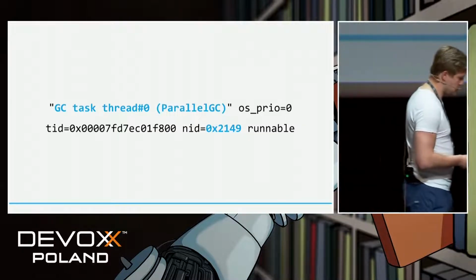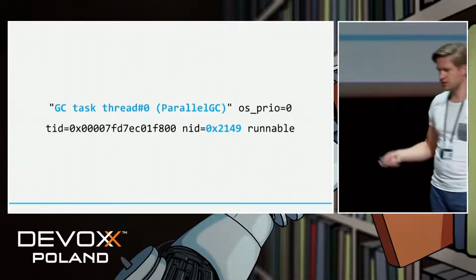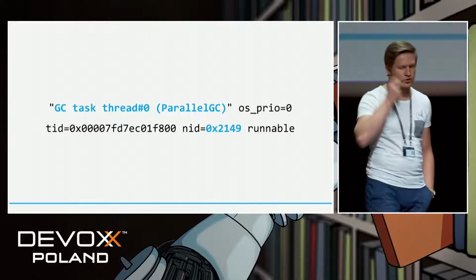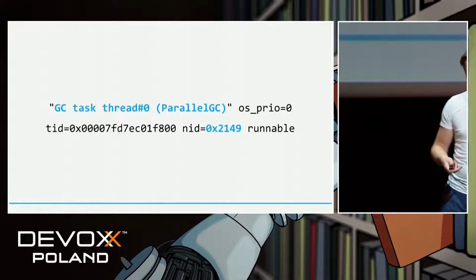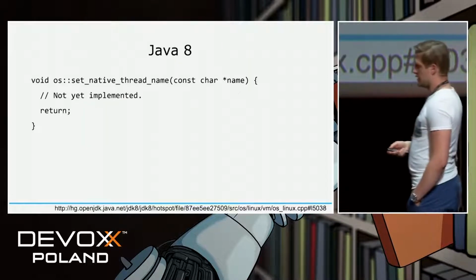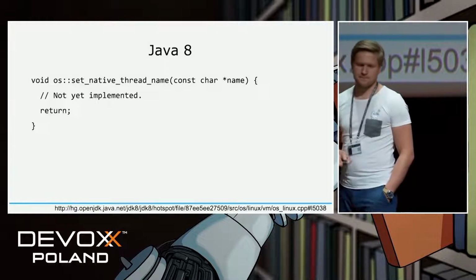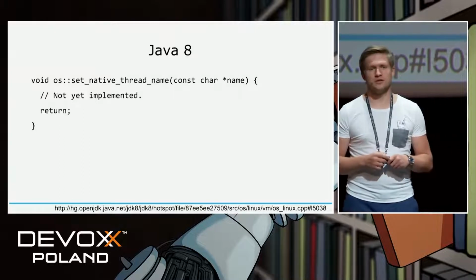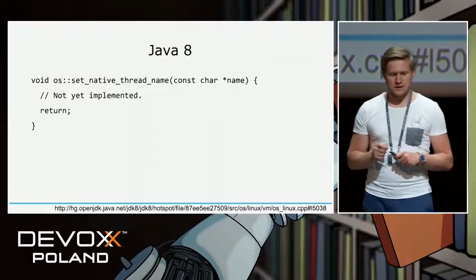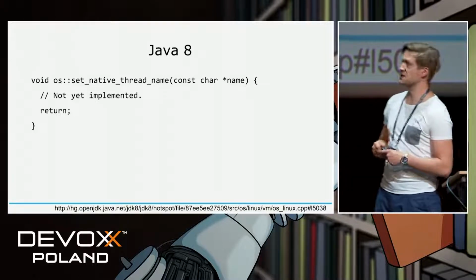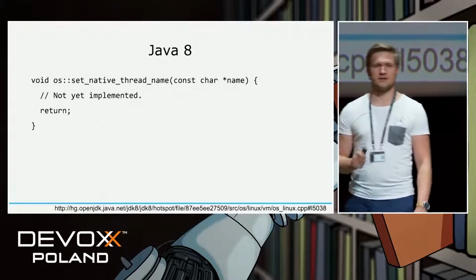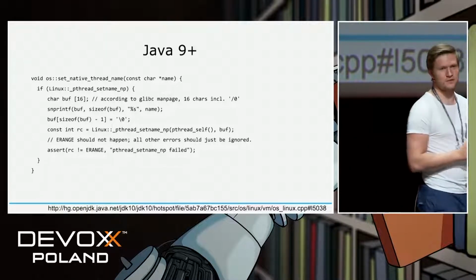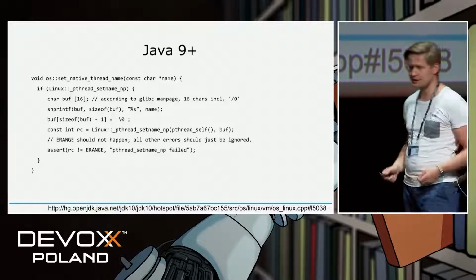You might want to write a script for it, because it's pretty complicated, and whenever you've got downtime or something bad is happening, you're probably too stressed to remember all those steps. But there's good news. In Java 8, there was a method called setNativeThreadName, which is called whenever you use Thread.setName. Unfortunately, it was not implemented. You can see it says not implemented yet. But with Java 9 comes the implementation of this method. So if you need any more reasons to update, there's another one.